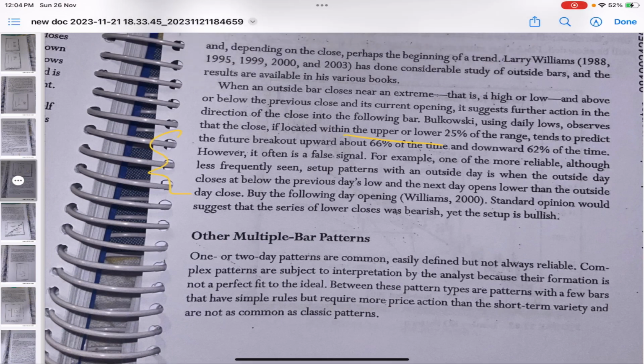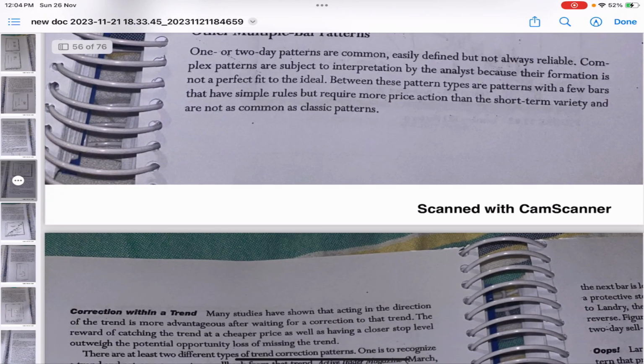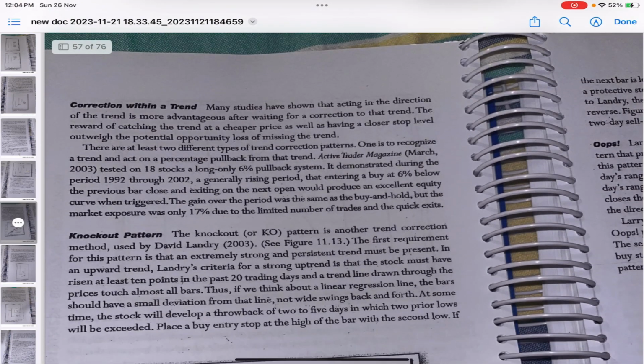Alright, that's it. Next, let's go to other multiple bar patterns. So 1 day patterns or 2 day patterns are very common. They are easily defined, but you can't really be very reliable on just the 1 day pattern. You obviously need to have more confirmation before you rely on something. Complex patterns are subject to interpretation by the analyst because their formation is not a perfect fit to the ideal. Between these pattern types are patterns with a few bars that have simple rules. Let's see them.